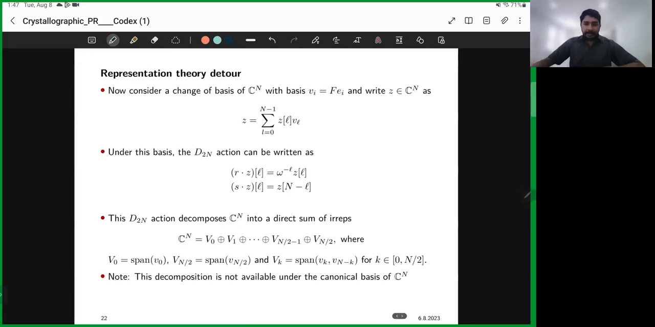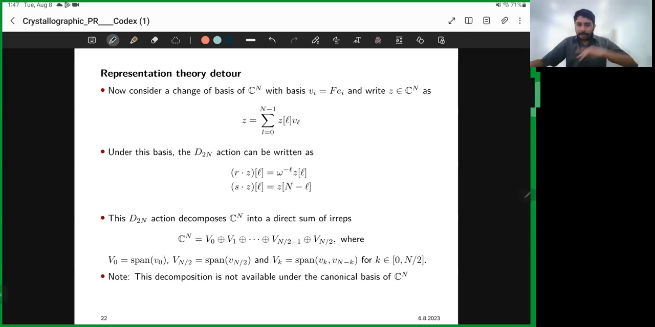And the really nice thing here is that this dihedral action decomposes C^n into a sum of irreducible representations, right? It starts with V_0, V_1, all the way to V_{n/2}, where V_0 and V_{n/2} are one-dimensional representations spanned by V_0 and V_{n/2}. Everything else is a two-dimensional representation, and you have this pairing that happens, right? So V_k gets paired up with V_{n-k}. Those are in the middle over here, right?